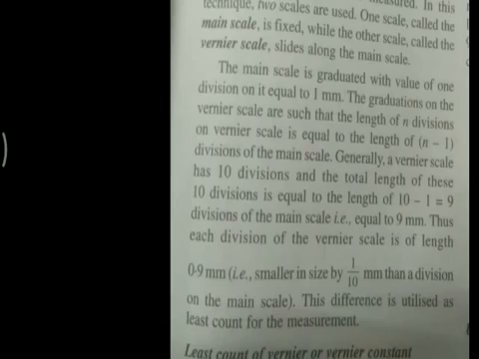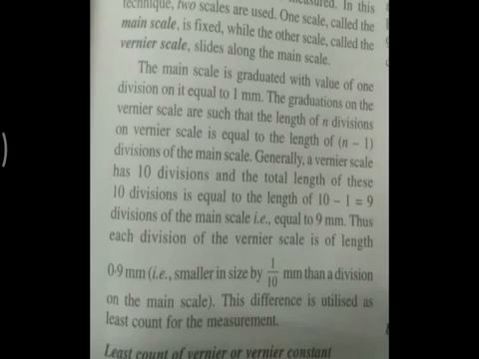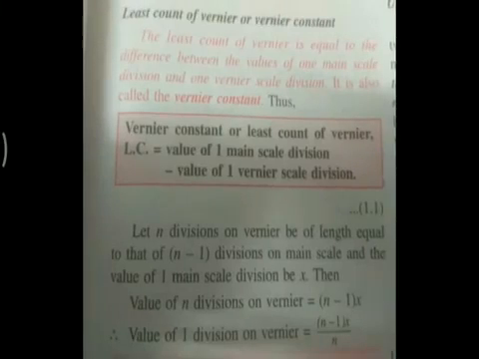In the last, see, you have calculated that value of one scale division is what? 1 mm, and the value of vernier scale division is what? 0.9 mm. So over here, just by putting the values 1 minus 0.9, you will get the answer 0.1 mm. That will be the least count.